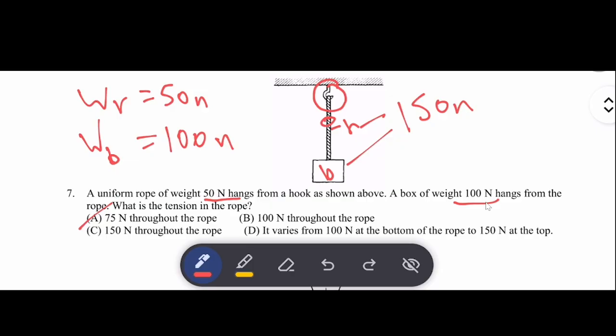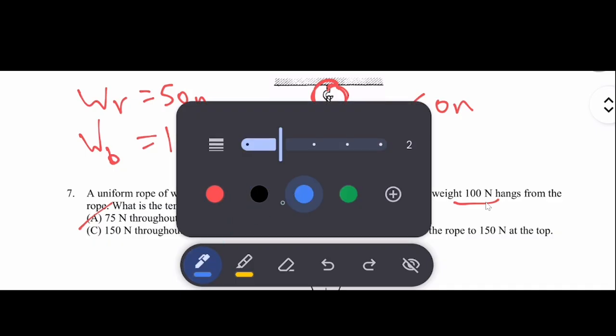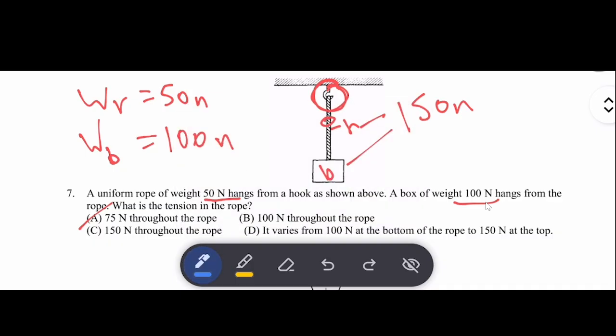Now, going on to choices B, C, and D. C says that it's 150 newtons throughout the rope, but as I just said, it would be 150 newtons at the top. If we calculate the weight force halfway down, we wouldn't be supporting the whole 50 newtons of the rope, meaning that it wouldn't actually be 150, but less than 150 newtons since it's not the whole rope. So choice C is incorrect because it's not 150 newtons throughout the whole rope.